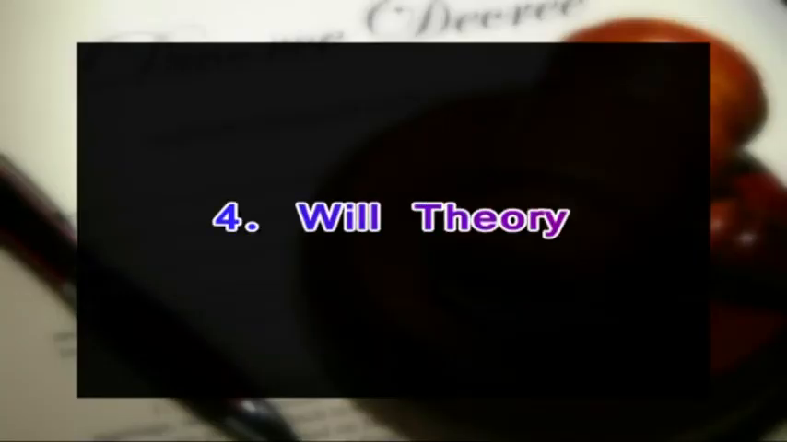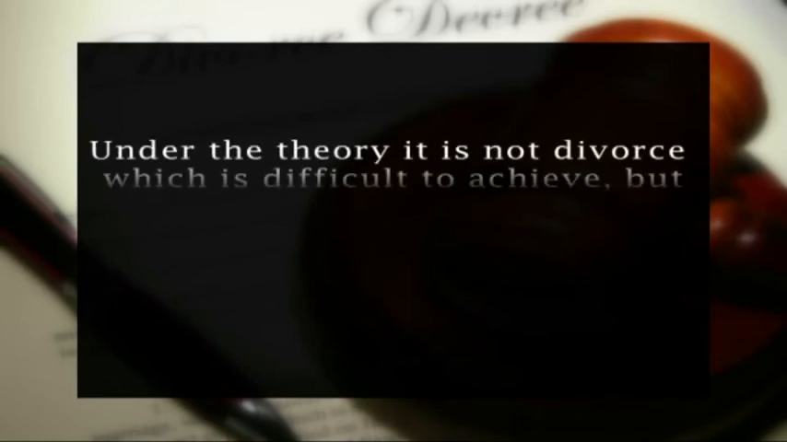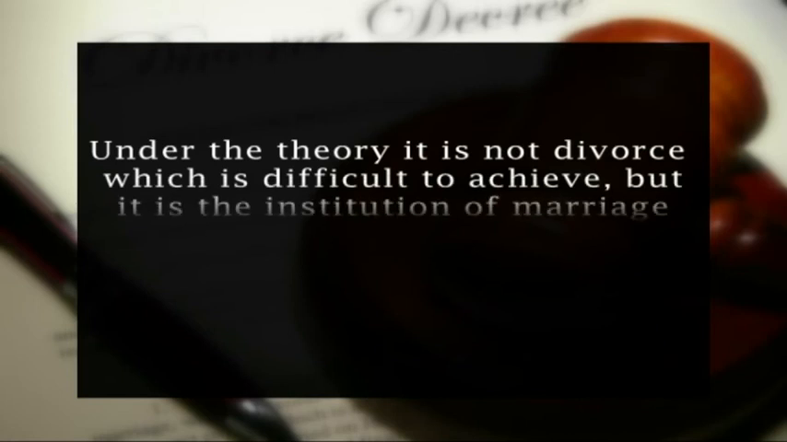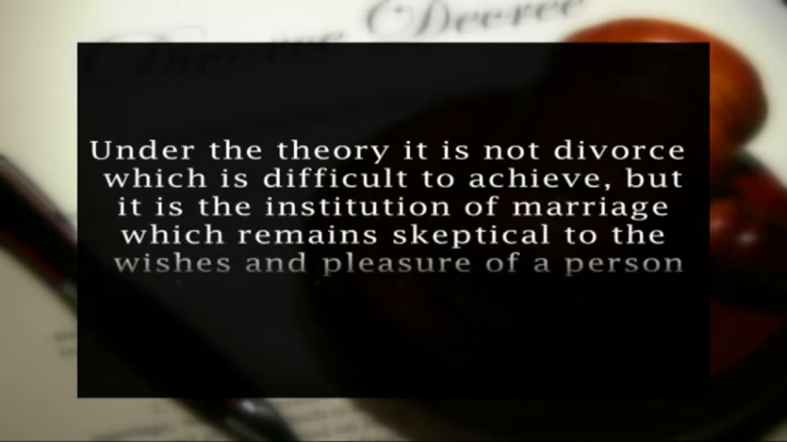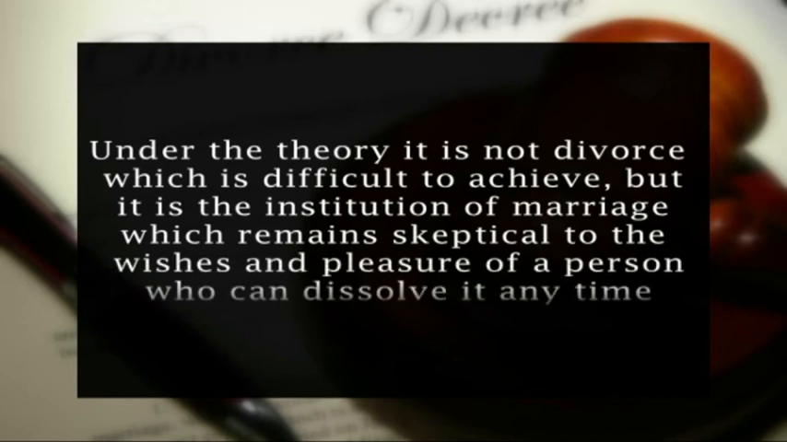Number 4 theory is will theory. The most discreditable theory of divorce is will theory, where a party can divorce his or her spouse whenever he or she wishes. The peculiar thing about this theory is that under it, it is not divorce which is difficult to achieve, but it is the institution of marriage which remains subject to the wishes and pleasure of a person who can dissolve it any time.